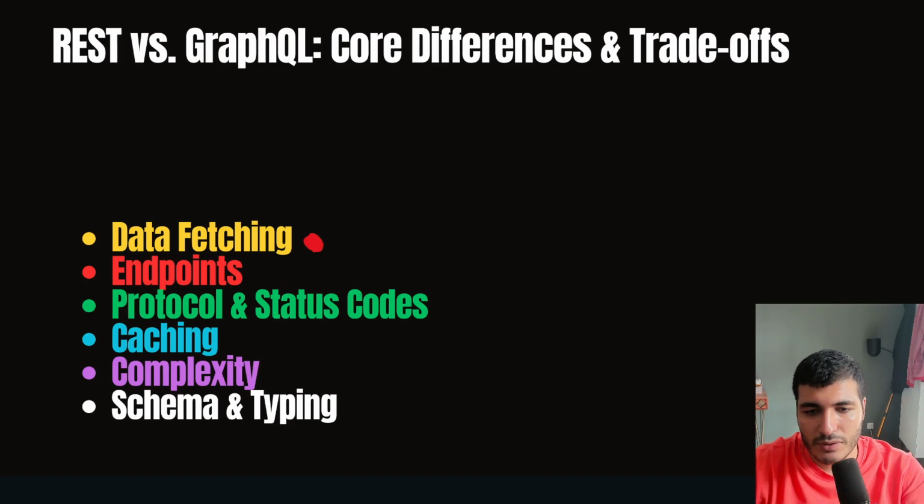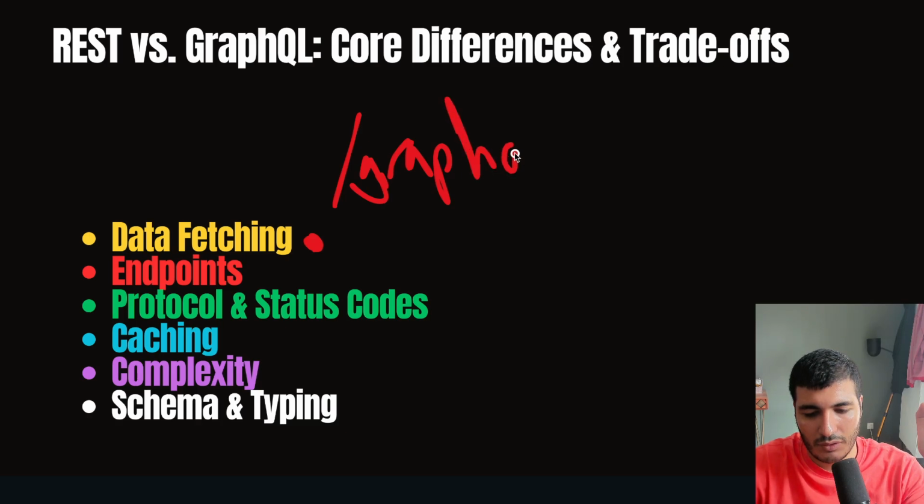Next, we have endpoints. REST has multiple distinct endpoints for distinct resources, like slash users, slash products, things like that. GraphQL typically has a single point, only one single endpoint, which is slash GraphQL.